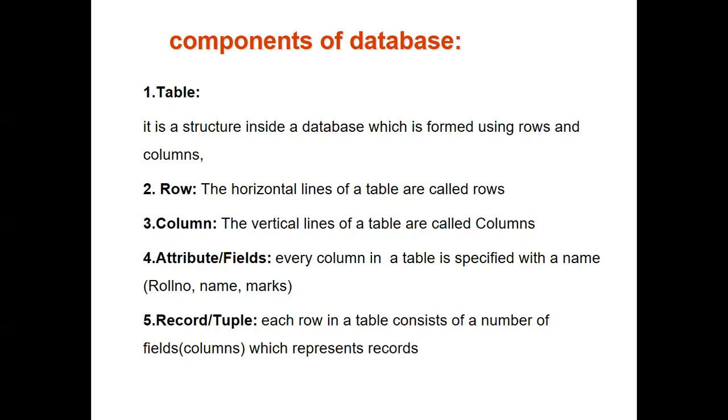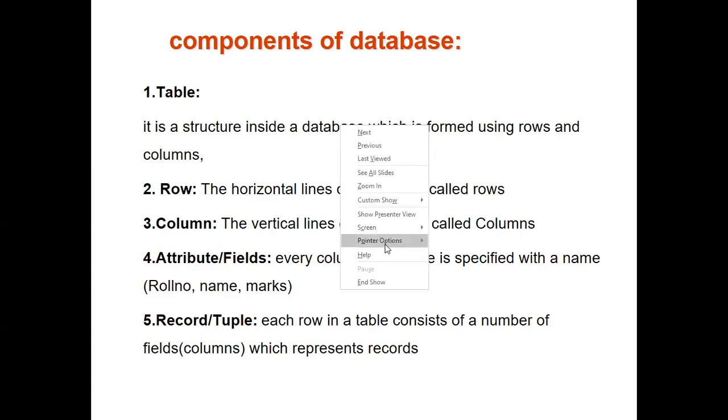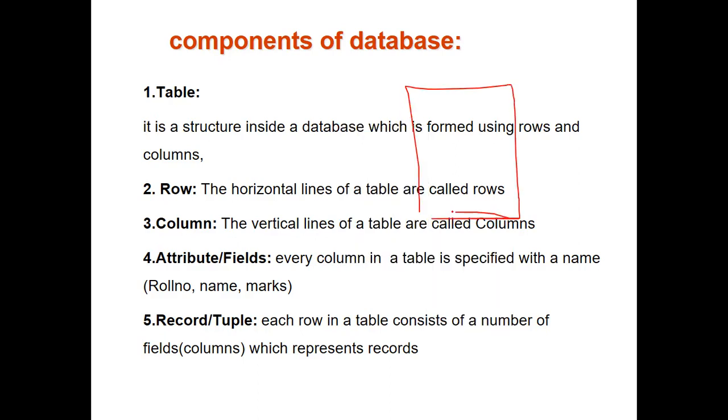If you take number one, there will be entire data. Number two, there will be entire data. We can say that is a record or a tuple. So each row in a table consists of a number of fields, the columns which represent the record. If you take the best example, let me go with MySQL, or else here only, let me share something. There will be a table. I can use something like this, right?